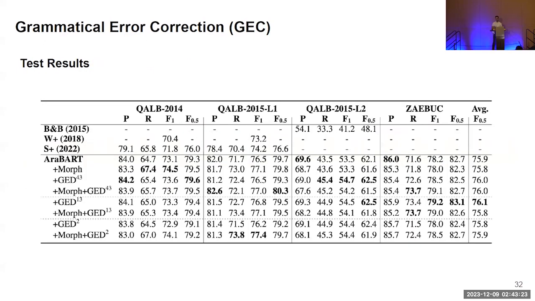Now, on the test sets, basically, we observe consistent conclusions that GED always helps, and morphology does help sometimes, but not always. And on average, the Arabic model plus the 13 class GED was the best performer across the three test sets with a 76.1 F0.5.